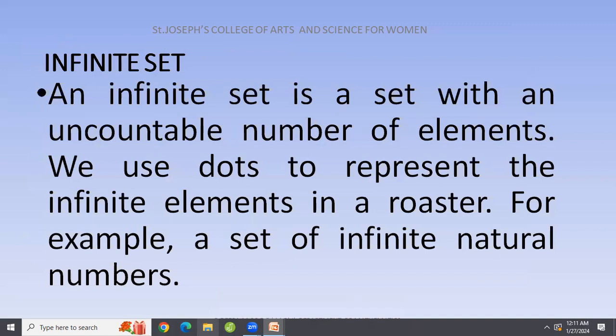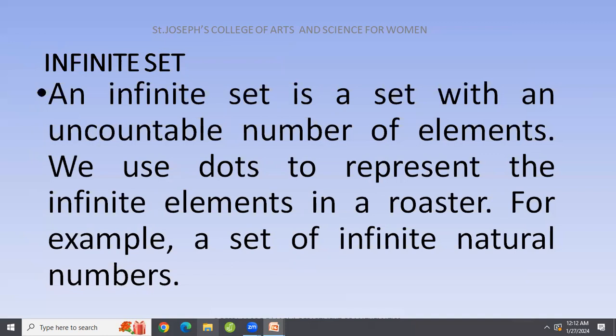The next one is infinite set. An infinite set is a set with an uncountable number of elements. We know what a set is. A set is a well-defined collection of objects. If a set has no element, then we say that it is the empty set. Example: set of real numbers.